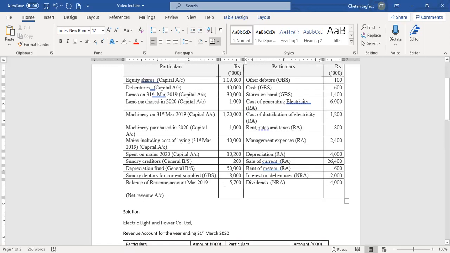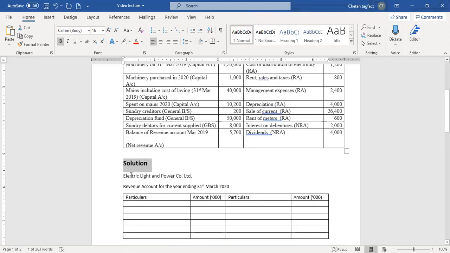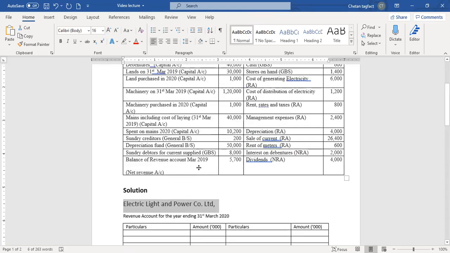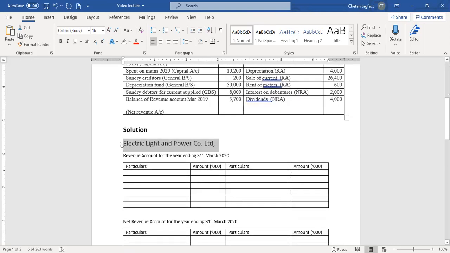Now let's solve the problem. So coming to the solution, okay, so we are doing the solution. I have already prepared the formats so that it is easier to understand and finish fast. So the name of the company is Electric Light and Power Company Limited as given in the question. So we have taken the name of the company.